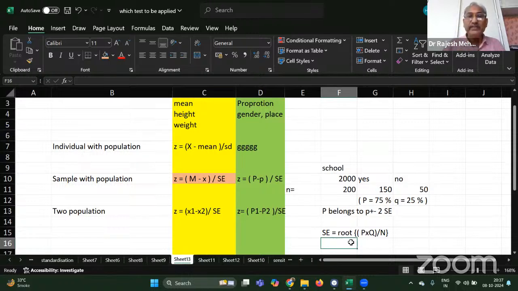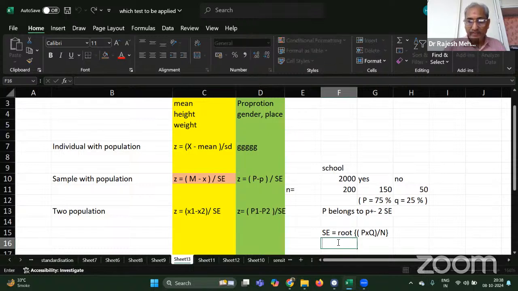When you are standardizing it with a particular formula, you label it as a standard error. That is standard error of mean, standard error of proportion, standard error of difference between two means, and standard error of difference between two proportions. These are four kinds of standard error. In this case, we are talking right now about the standard error of proportion.